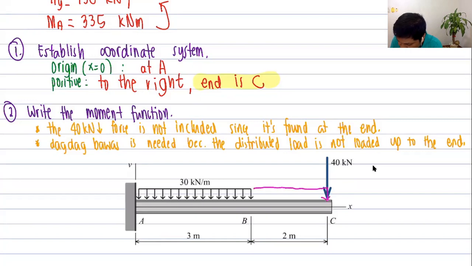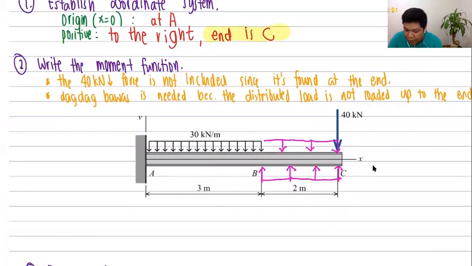I need to complete everything up to the end. But whatever I added, I also need to remove. So I added this load over here, so I also remove the same magnitude but opposite direction. Okay? So I can now write my moment function.